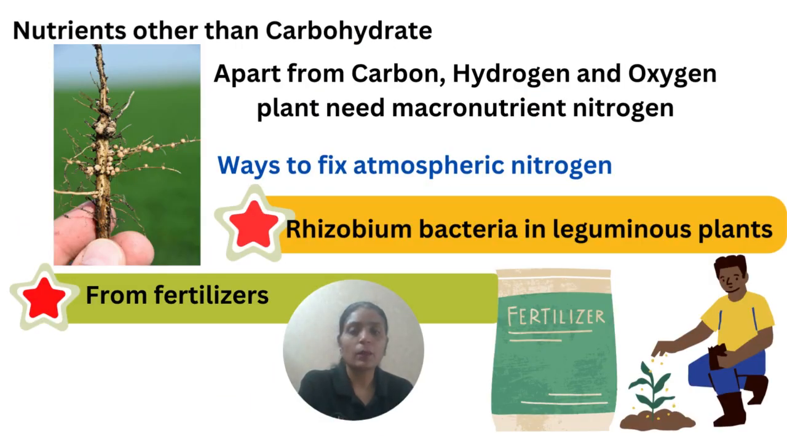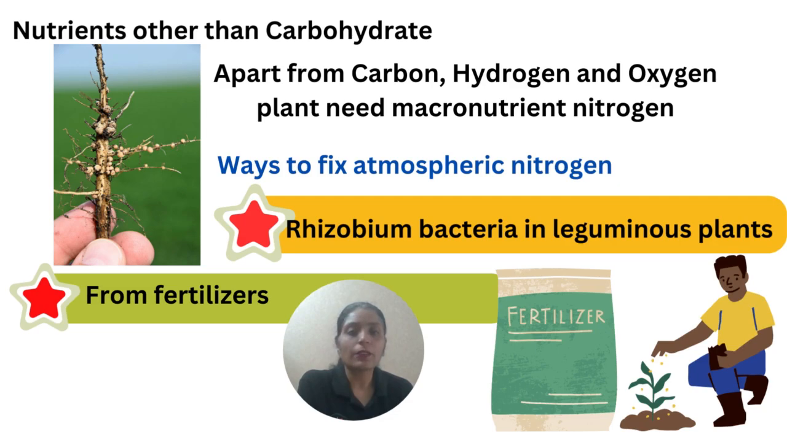We have seen plants need three major macronutrients: carbon, hydrogen, oxygen. But apart from these three nutrients, the plant also needs a macronutrient, nitrogen, because the plant needs protein for its growth and repair. That can be done by nitrogen.